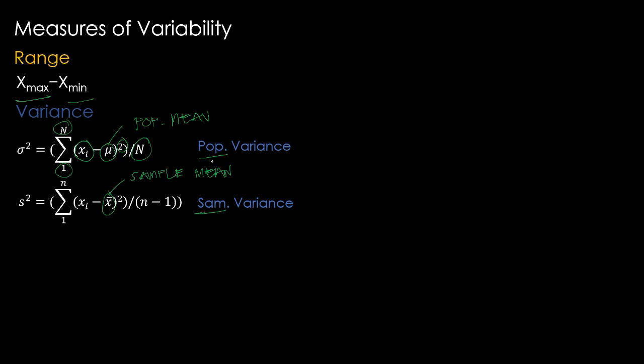Similar to sample variance, this is sample variance again. You take the sample, you subtract that one by the sample mean, and then you square the difference. Then you sum them up from 1 up to the sample size, and then you divide them by n minus 1. Why not n?